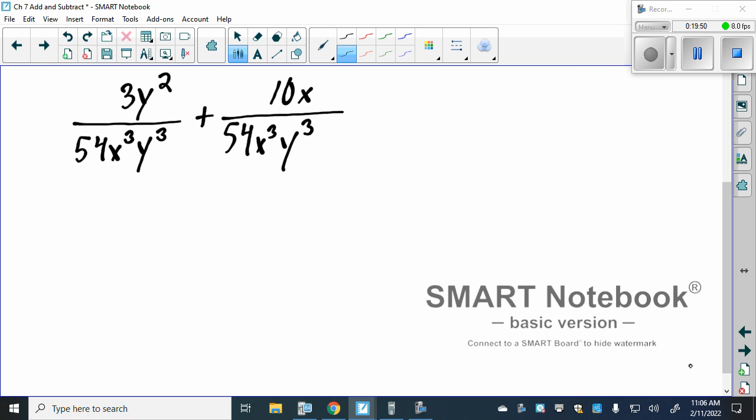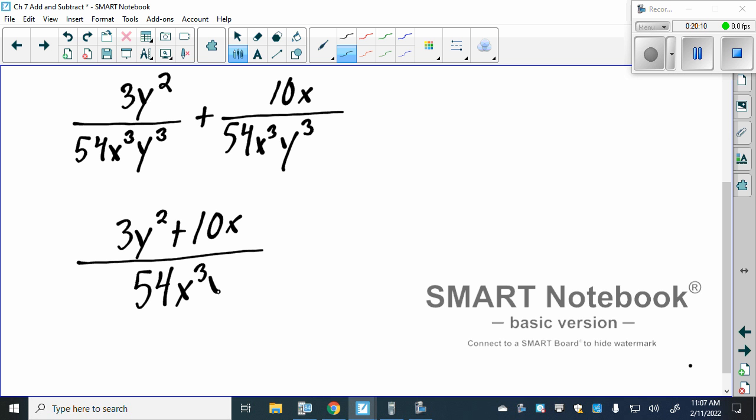Now that we have this here, we can go on and add these numerators together. Well, is 3y squared and 10x like terms? No, so we can't combine them. They just give us 3y squared plus 10x over 54x cubed y cubed.